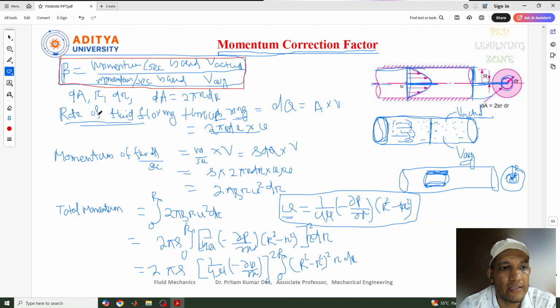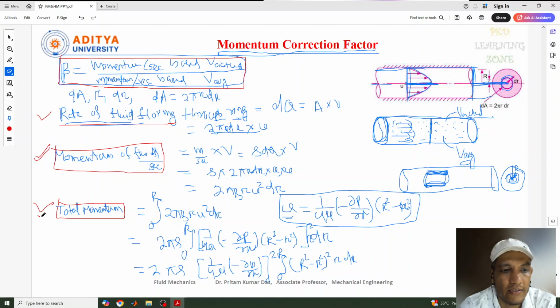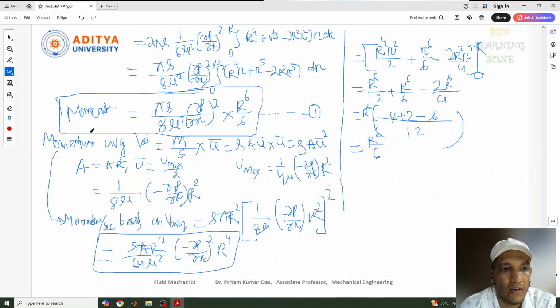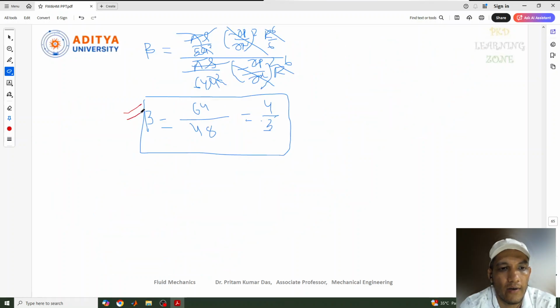So what things have we considered? The rate of fluid flowing through the ring and the momentum of the fluid per second, then the total momentum. This is the first step, second step, and this is the third step. After that, the fourth one, and the final one is the sixth step, number 6.